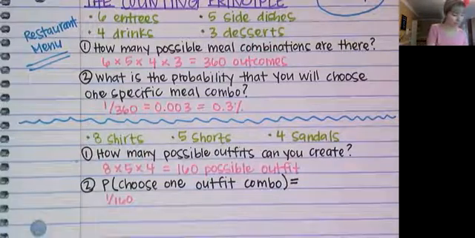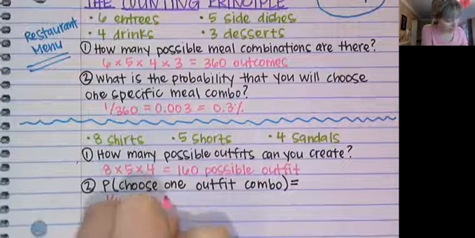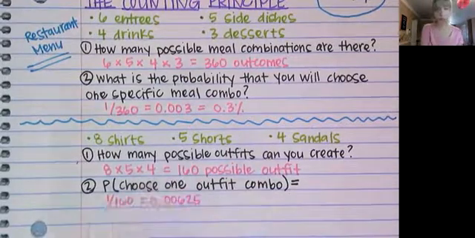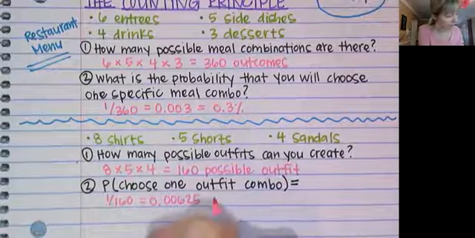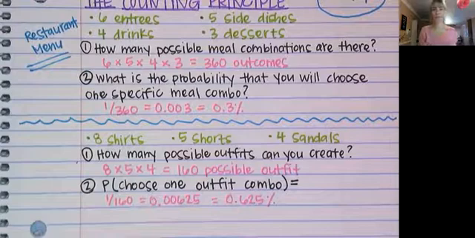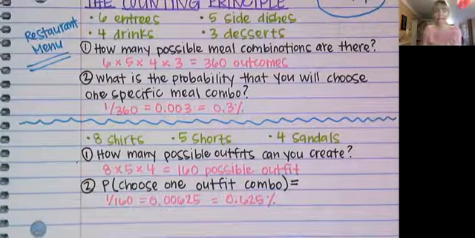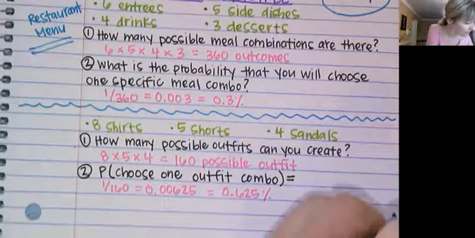Okay, 1 divided by 160 gives me this decimal here. I'm going to write the whole thing just because it terminates. And even if I times that by 100, that is still less than 1%. Not a very high probability. The more options you have, the less likely it is that I can guess the one that you're going to choose. So let's organize this.